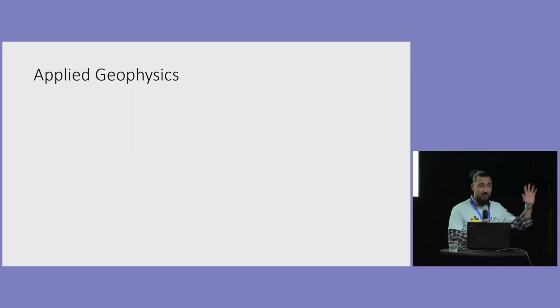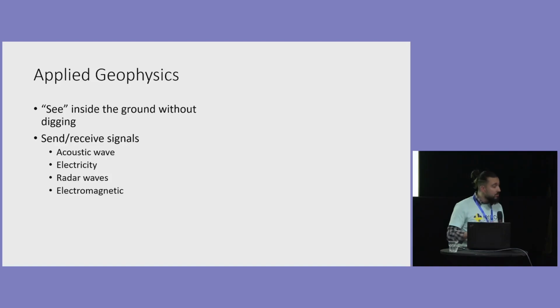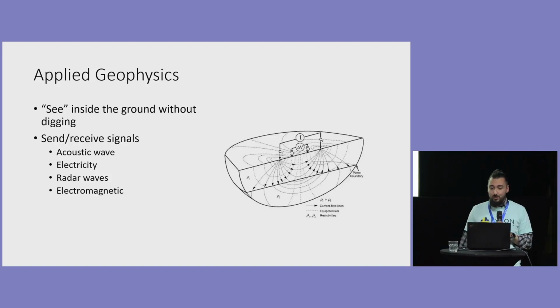Who has heard about applied geophysics before? Yeah, that's to be expected. Well, you're so lucky. You will get to hear about it now. Basically, applied geophysics in a nutshell: what we try to do is see what's inside the ground without actually having to dig. So we place a number of sensors on the surface of the ground, and we send a number of different signals, like acoustic waves, radar waves, electromagnetic waves, or electricity. And by interpreting those signals, we try to understand what's inside the ground in terms of different types of rocks, soils, water levels, and all sorts of things. It's really magical and fun to do.